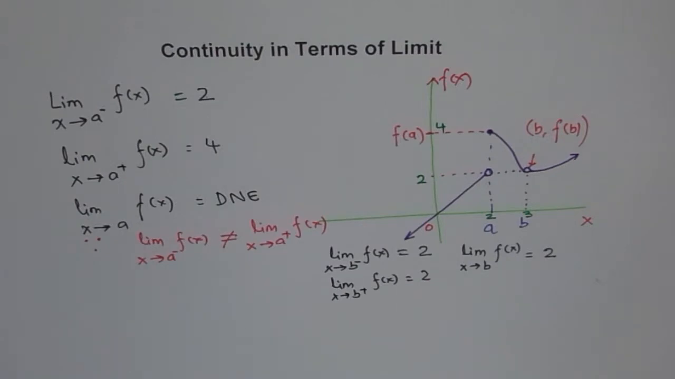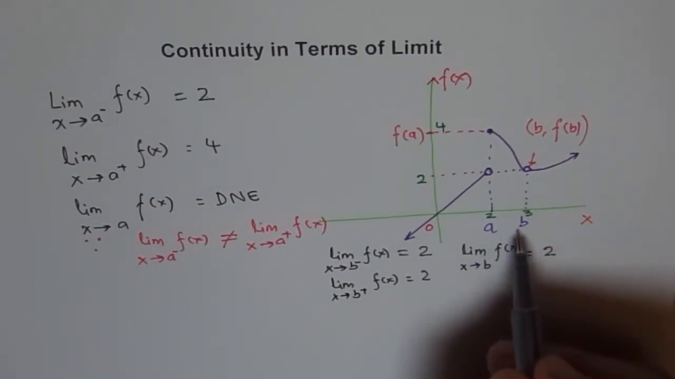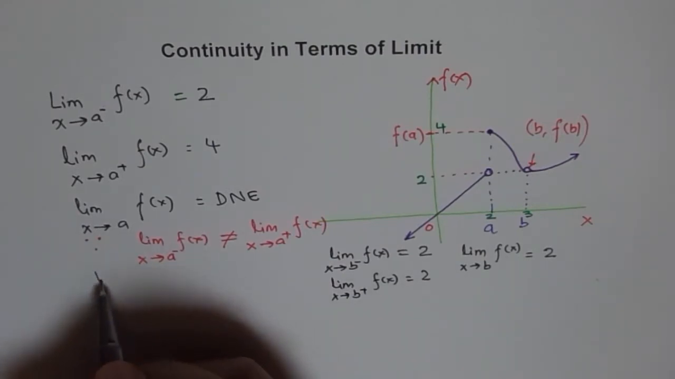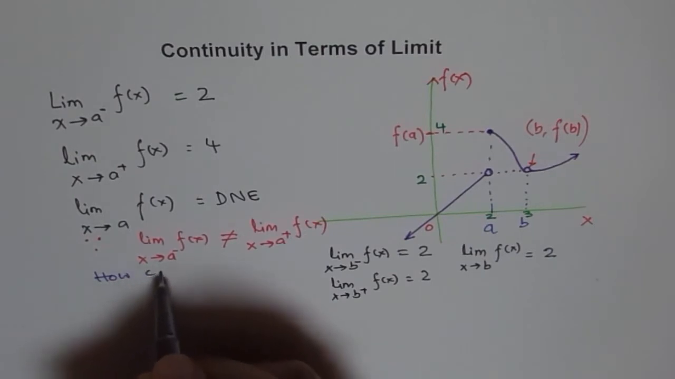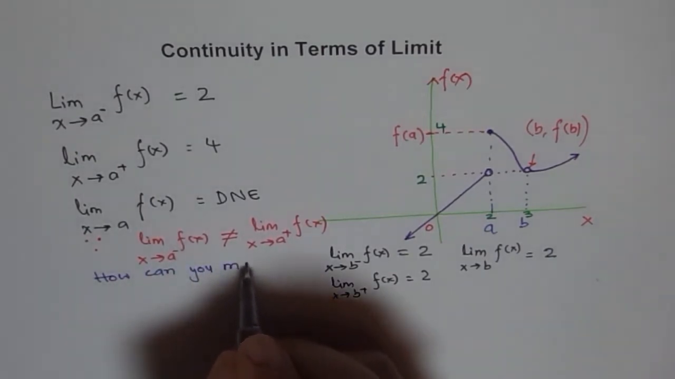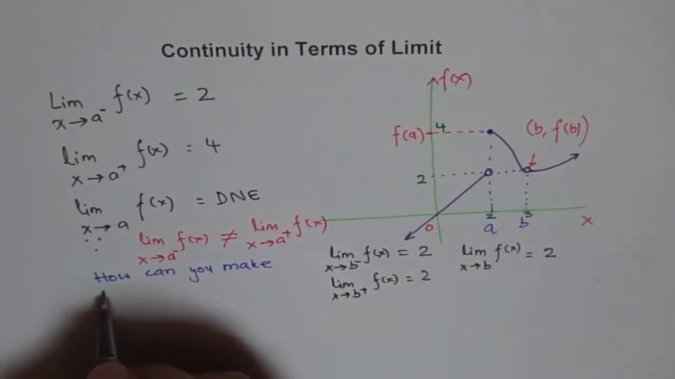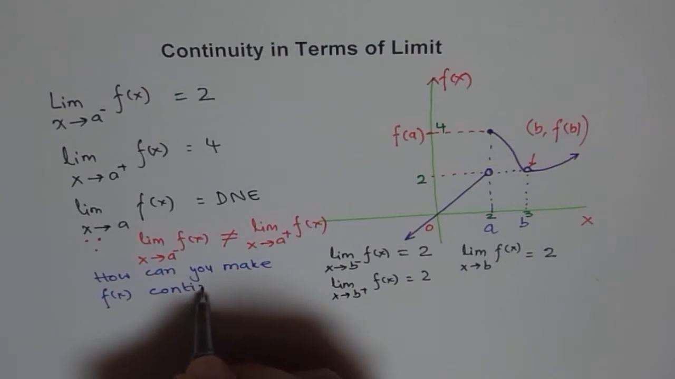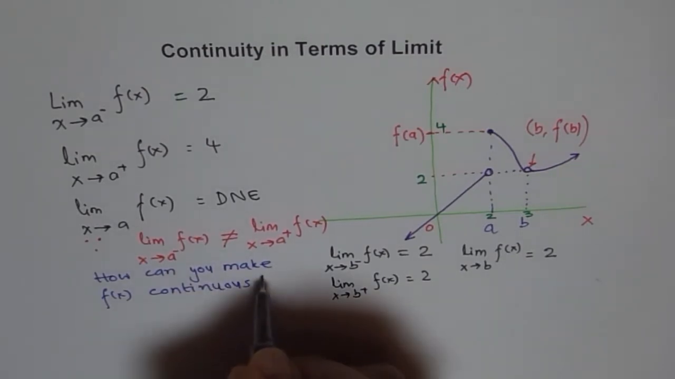Now, if I add something here and define our function at 3 also, or at b, how can I make this function continuous? Then the question is, how can you make f of x continuous? That is the question, right?